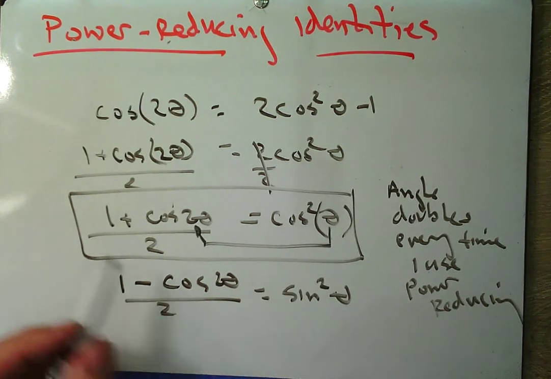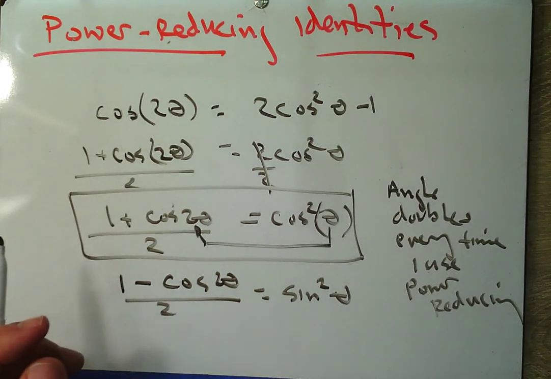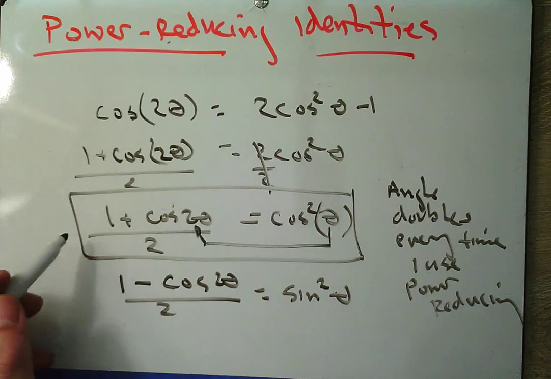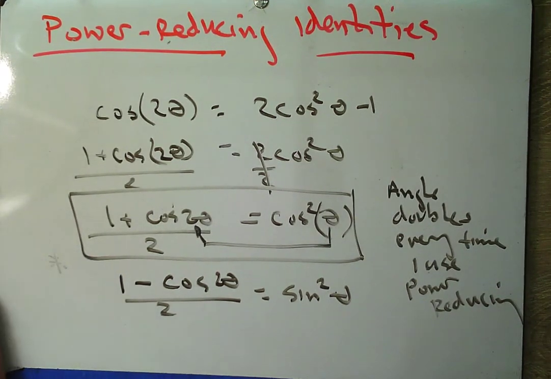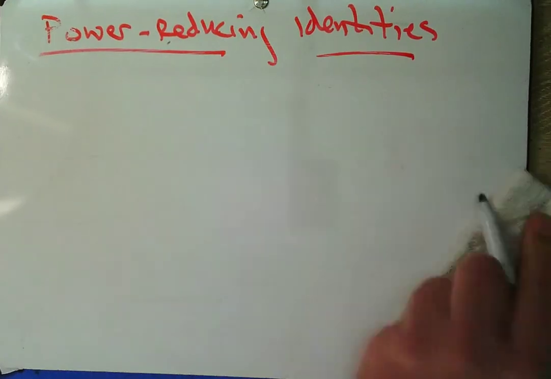And you could take one and divide it by the other to find the tangent power reducing, but frankly, we're not going to do anything with tangent power reducing because we don't have that issue in calculus with tangent squared like we do with sine squared and cosine squared. So, instead, what I'd like to do with these two formulas then is use them to simplify some expressions. All right, let's take a look.